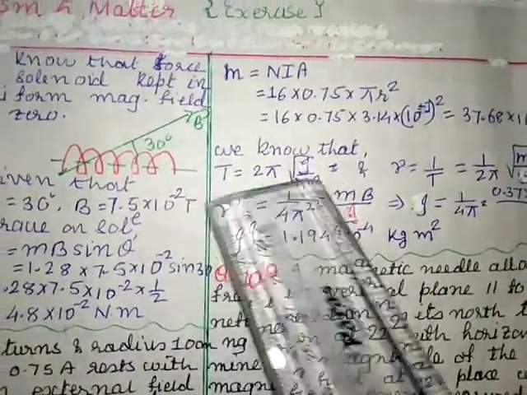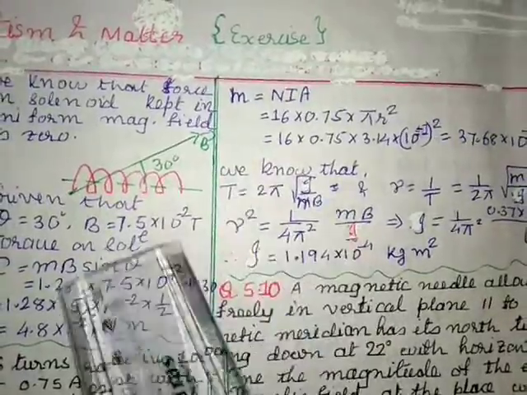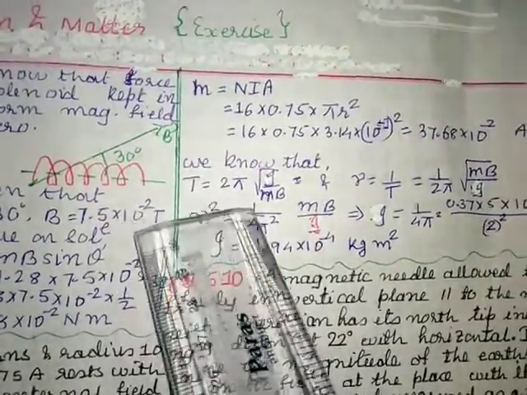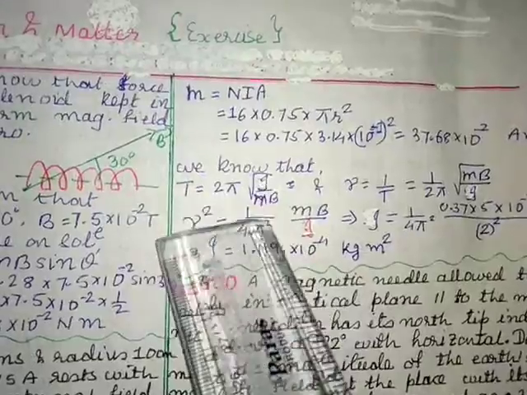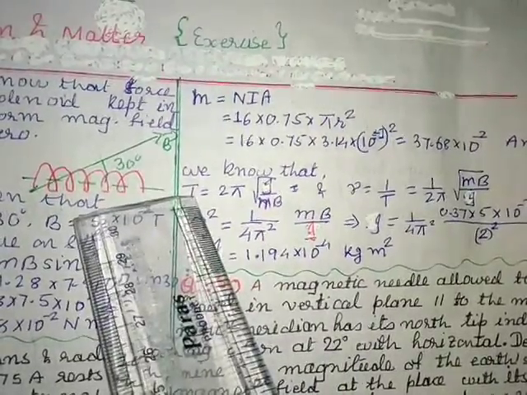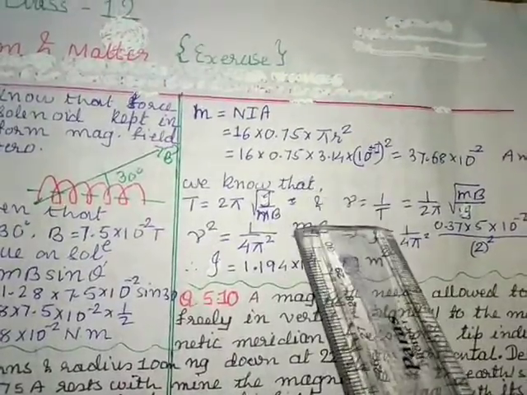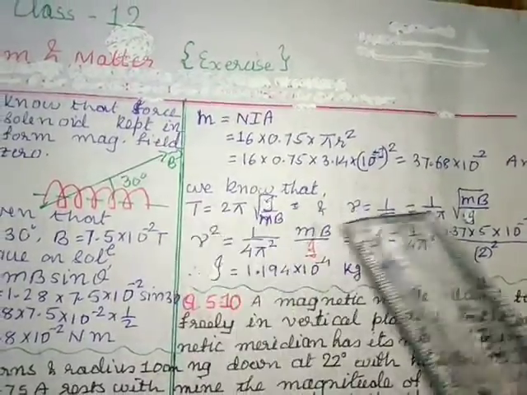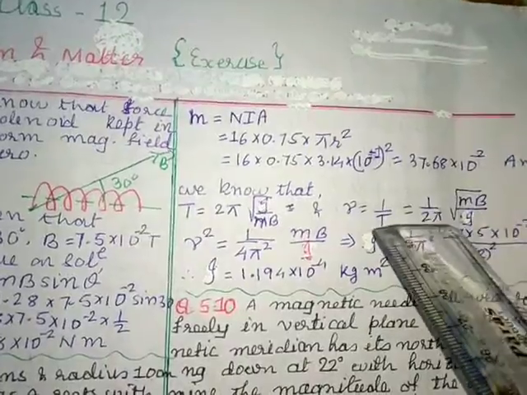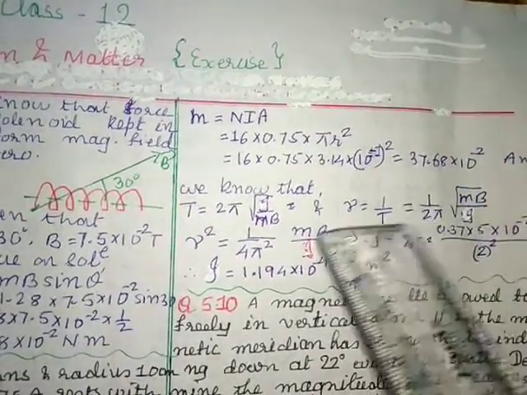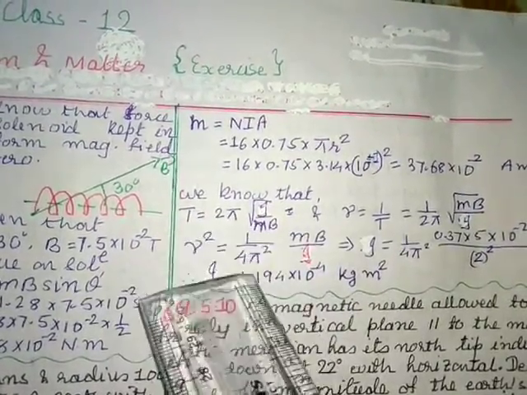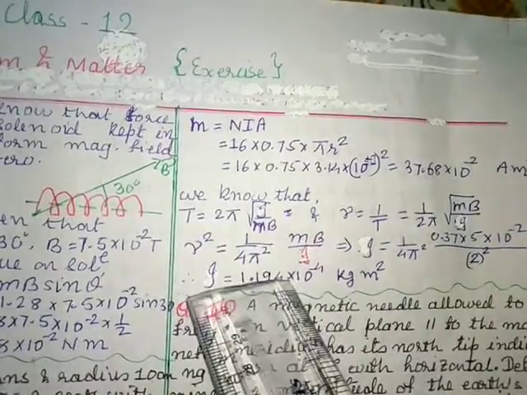We have to find inertia. So we have used this formula in our theory part: T is equal to 2 pi square root of I by mB. We are given frequency, so the relation between T and the frequency is mu is equal to 1 by T. So take the reciprocal of this: 1 by 2 pi square root of mB by I. To remove the square root, square both sides. So mu square is equal to 1 by 4 pi square mB by I.